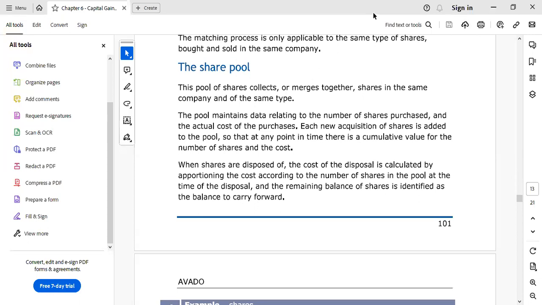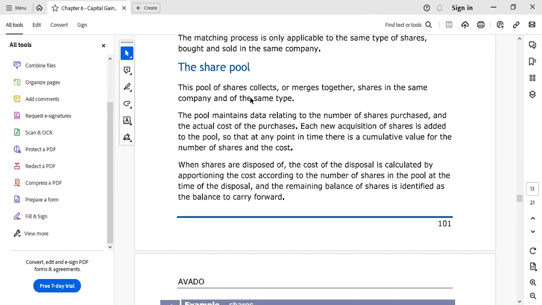So today's lecture is about the share pool. In the last lecture we saw the capital gain tax. Today we will start the share pool. This is a must question in your exam as well.